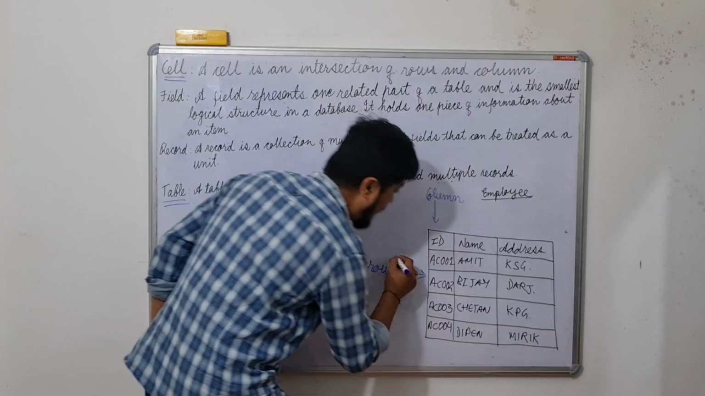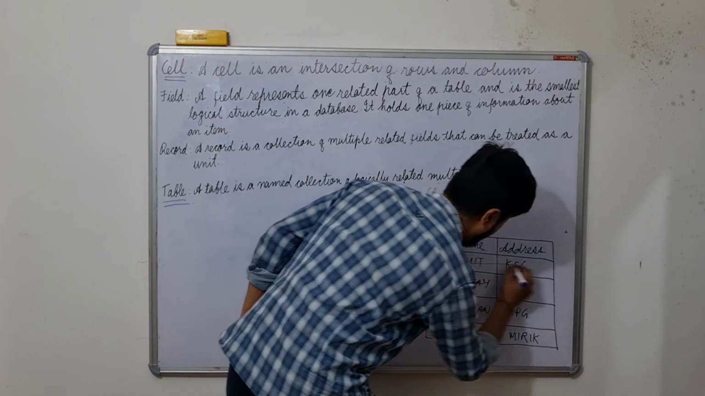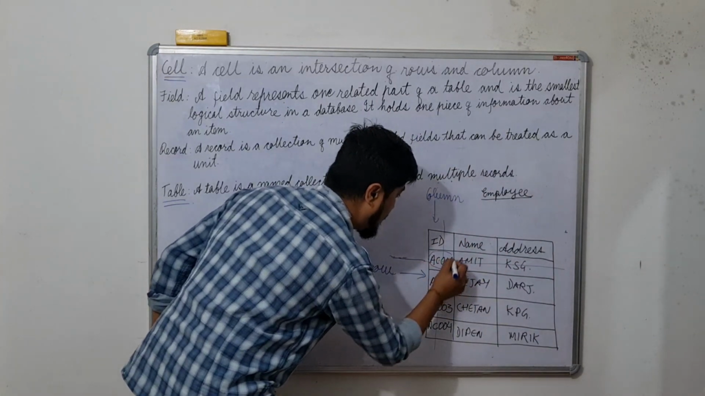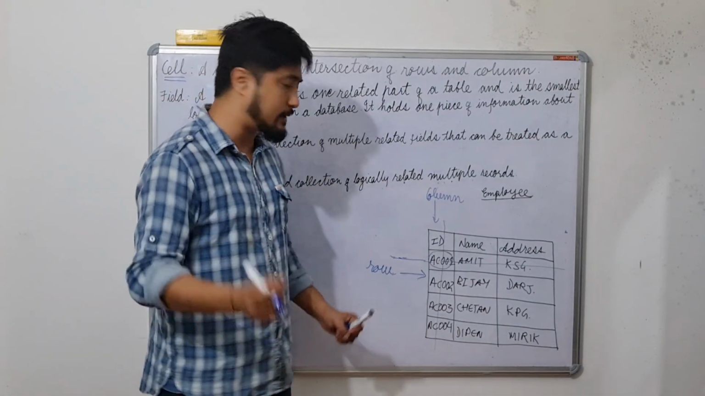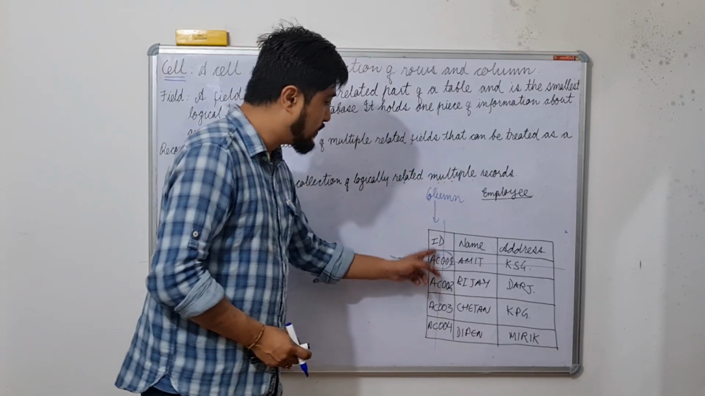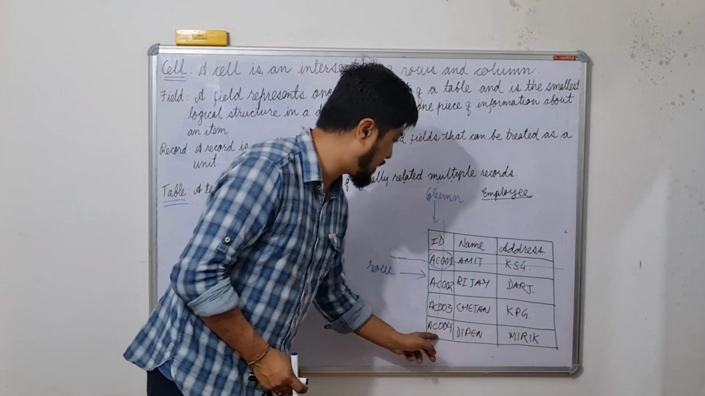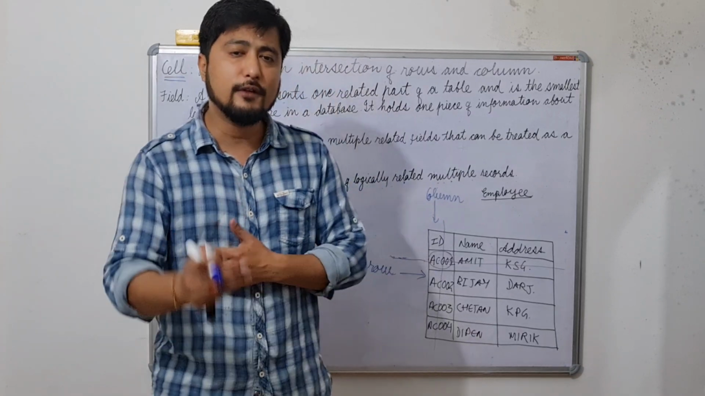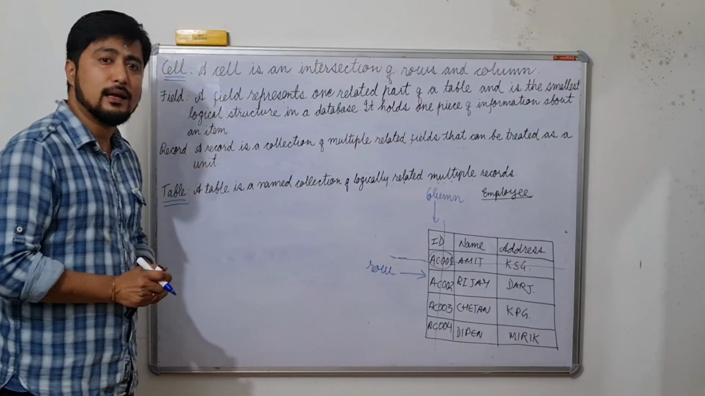So if I intersect this one, each and every piece of information or piece of data is known as a cell. So how many cells are there? 1, 2, 3, 4, 5, 6, 7, 8, 9, 10, 11, 12, 13, 14, 15. So there are 15 different cells. Okay, right? So now next is field.